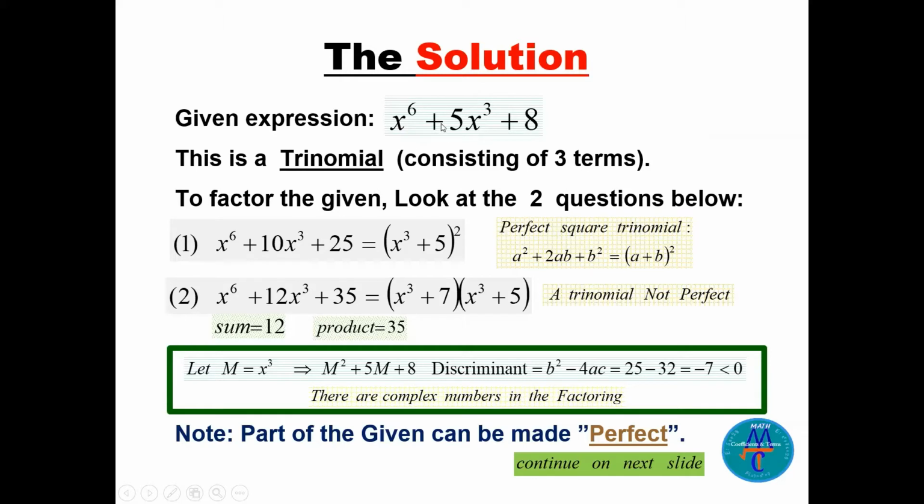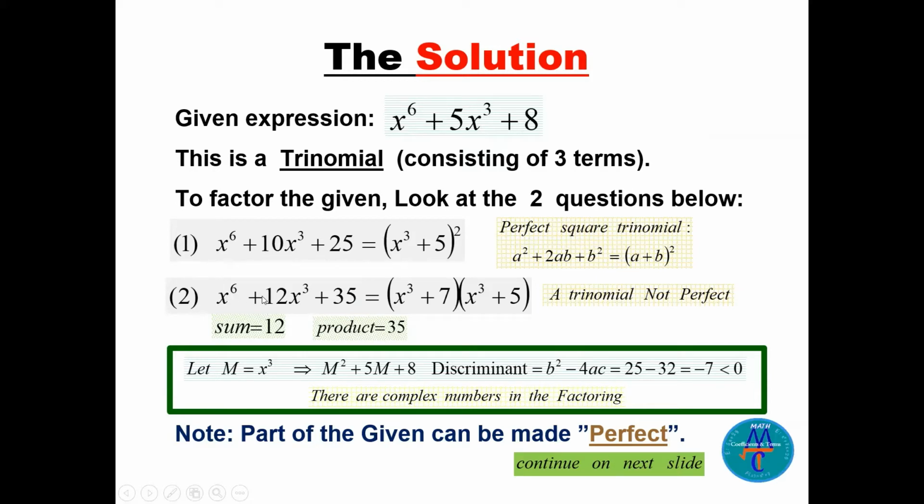Now, the given here is a trinomial consisting of 3 terms. We cannot say this is a perfect square trinomial because we have an example here, number 1, x to the power 6 plus 10x cubed plus 25 is equal to x cubed plus 5 all squared. This is a perfect square trinomial, and this is the formula.